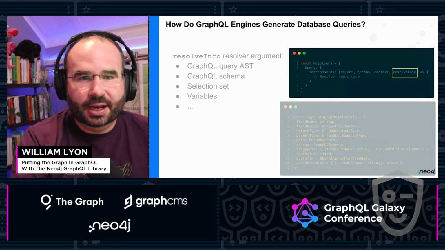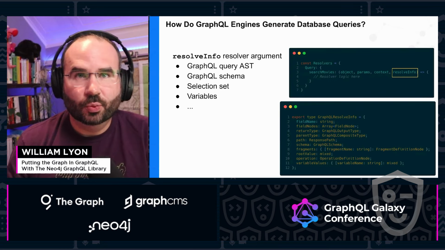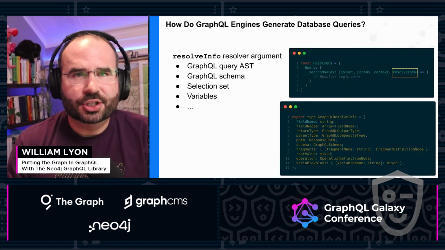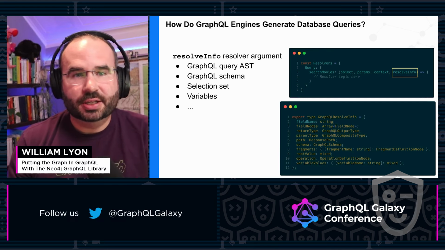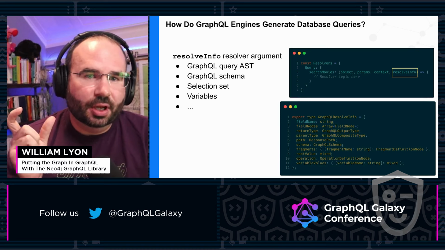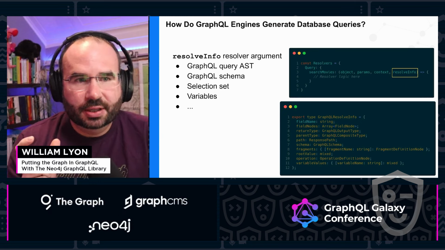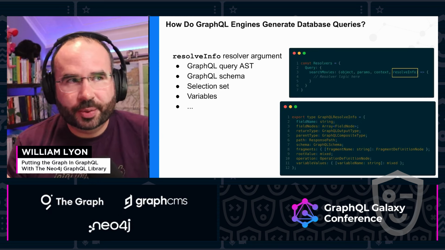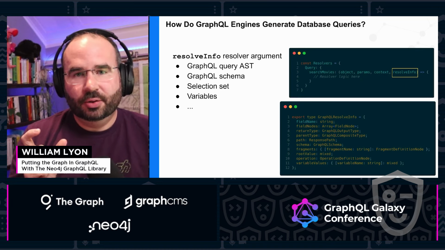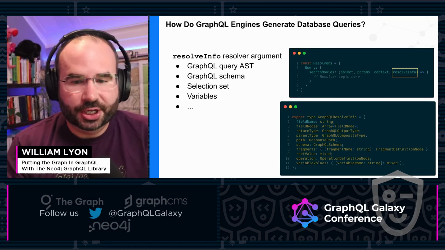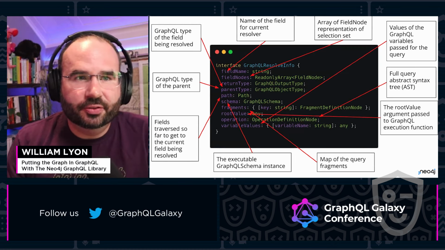As a bit of an aside, you may be wondering how these GraphQL database integrations work under the hood, how they are able to generate database queries from a GraphQL request. And the answer is inside every resolver, one of the arguments passed is the resolve info object that contains a lot of information about the GraphQL schema and the currently resolving GraphQL operation. So here you can see all the things that are in the resolve info object.